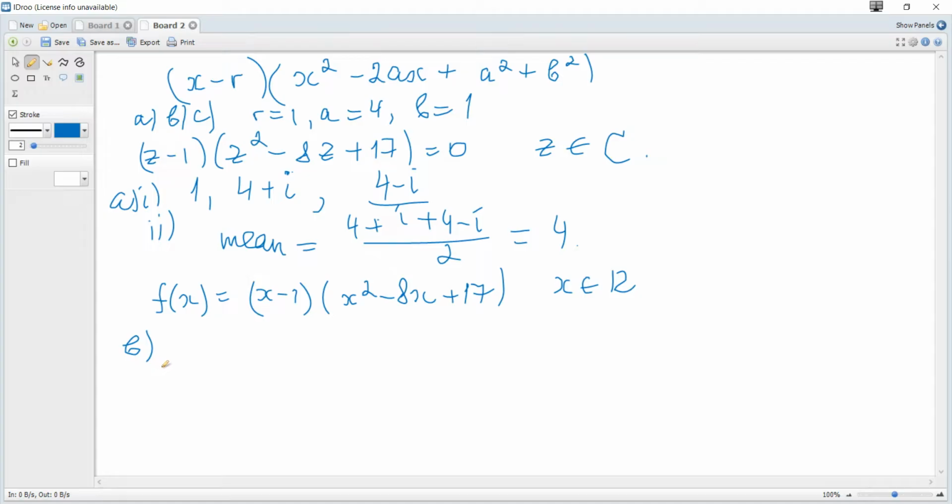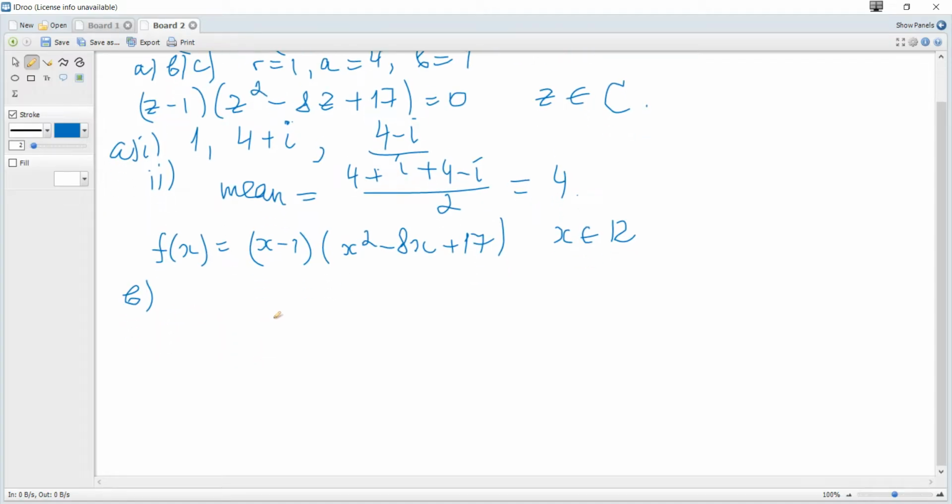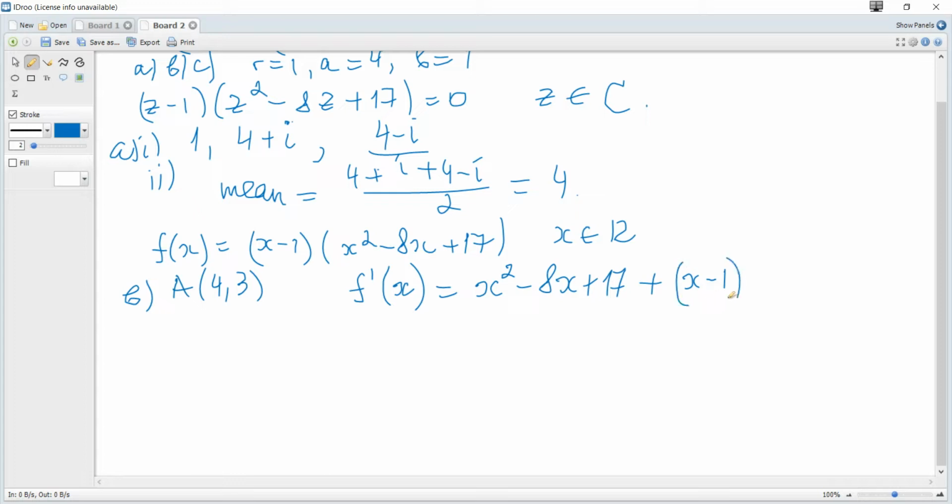b, 4 marks: show that the line y = x − 1 is tangent to the curve y = f(x) at a point A with coordinates (4, 3). So we just need to find the equation of the tangent at point A. To find that, we need the gradient of the tangent, and for that we need the derivative of the function, because the derivative at a point is equal to the gradient of the tangent. We can see a product, so applying the product rule, the derivative of f is (x − 1)' which is 1, multiplied by x² − 8x + 17, plus (x − 1) multiplied by the derivative of this, which is 2x − 8.